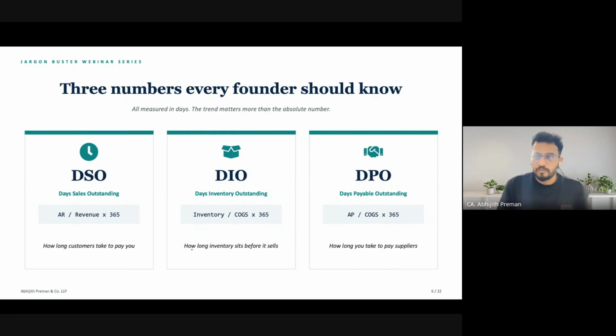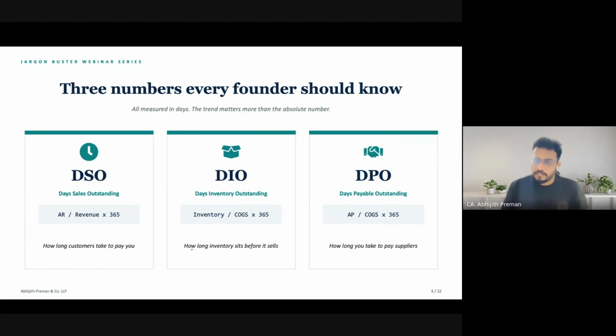So for example, you are doing 1 crore revenue in a year. And your outstanding amount at the end of the year is 1 lakh rupees. Okay, so your DSO is 1 lakh divided by 1 crore into 365. So it is 3.65 days.